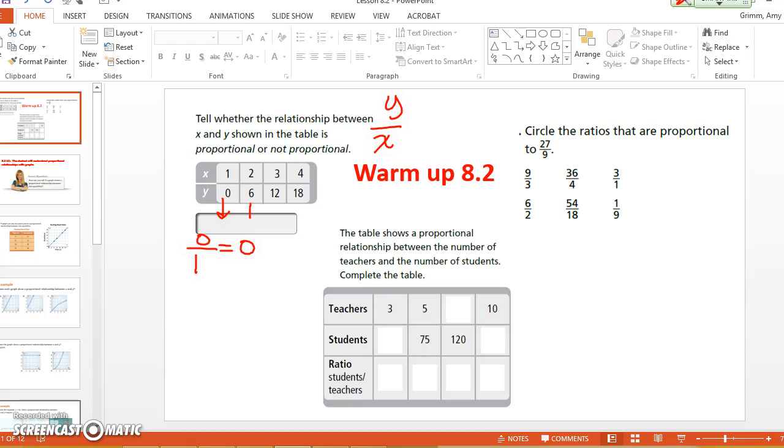Okay, and then if I do the next one would be 6 over 2. That is 3. So it's already not proportional because those two aren't the same. Every single one has to be the same. So if I kept going, this would be 12 over 3, which is 4. Still not the same. 18 over 4 would be 9 over 2. Still not the same. No, this is not proportional. Okay, all of them have to be the same when you reduce them in order for them to be proportional. And you do have to use y over x.